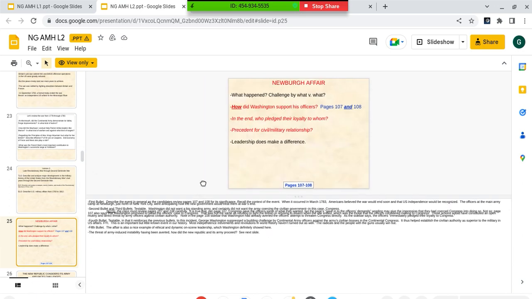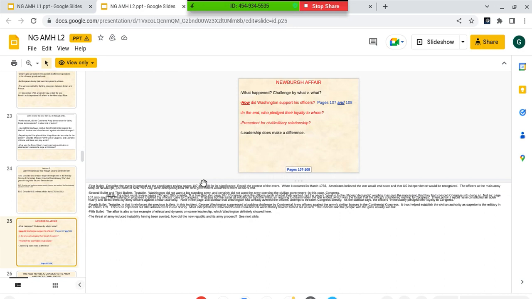These notes here at the bottom are pretty important. So, what's testable here? Washington didn't want a big standing army. He did not want the army coercing the civilian government, in this case Congress, to do what they wanted. The class should review 107 and 108 in the textbook. Congress gave the officers some of what they wanted in the end, but what else is important here?